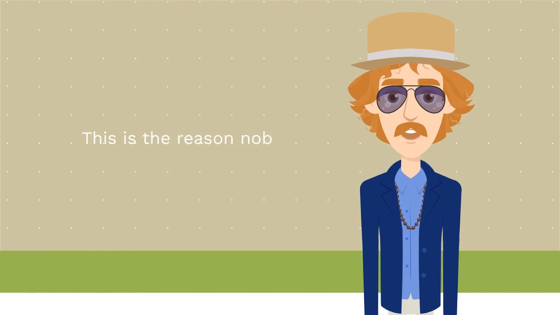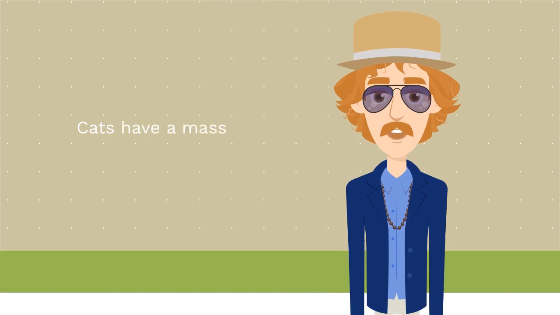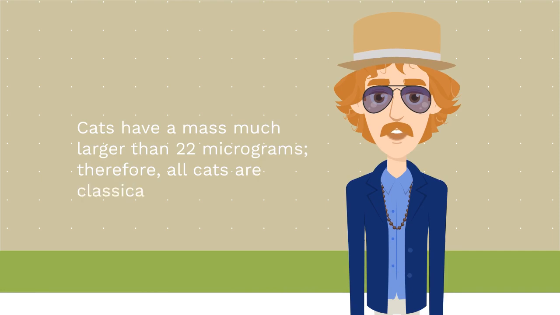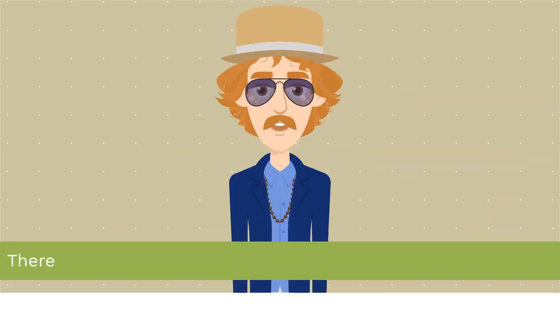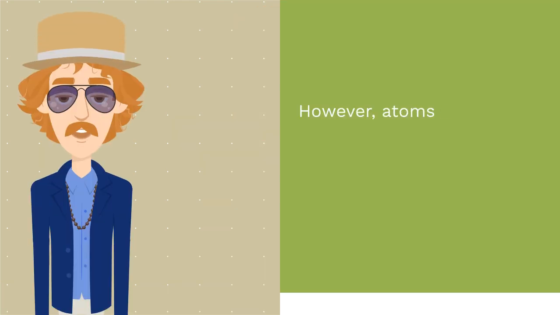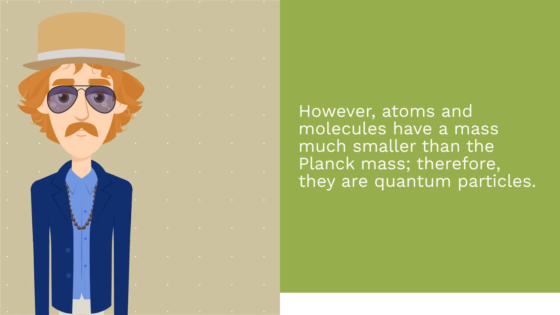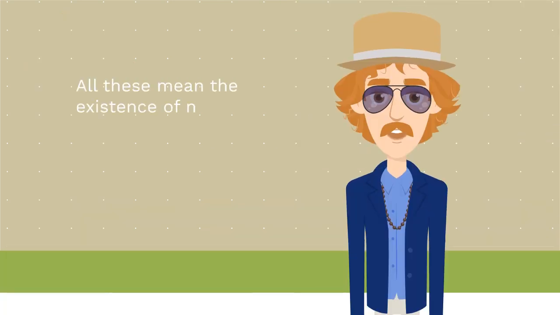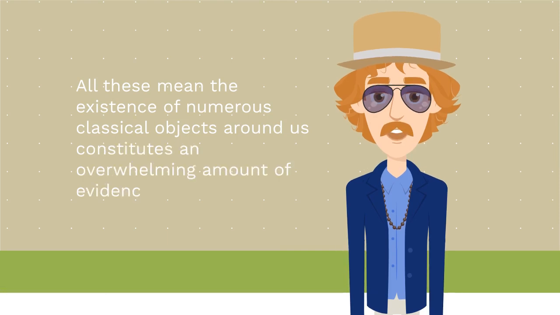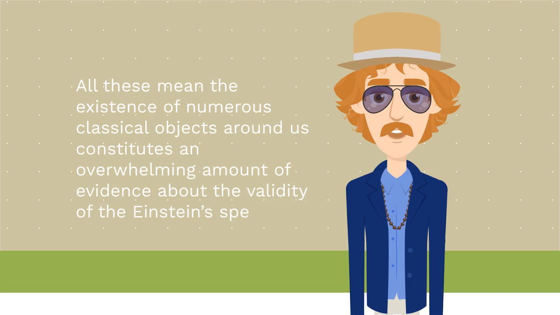This is the reason nobody has ever seen the Schrödinger cat. Cats have a mass much larger than 22 micrograms, therefore, all cats are classical particles. There is no wave associated with any cat. However, atoms and molecules have a mass much smaller than the Planck mass, therefore, they are quantum particles. All this means the existence of numerous classical objects around us constitutes an overwhelming amount of evidence about the validity of the Einstein special theory of relativity.